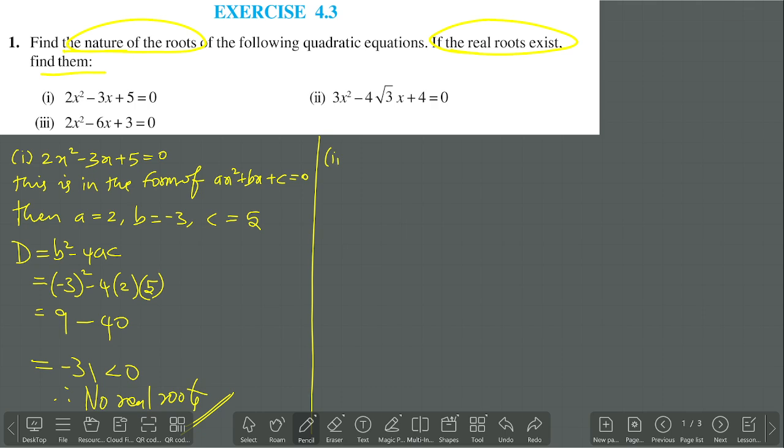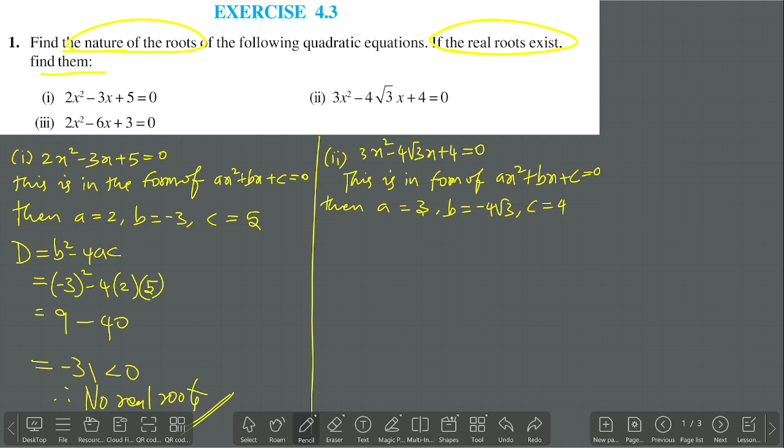And the second one we are going to here: 3x square minus 4 root 3 x plus 4 equal to 0. Here, this is in the form of ax square plus bx plus c equal to 0. Then what is the a value? 3. What is the b value? Minus 4 root 3. What is the c value? 4.